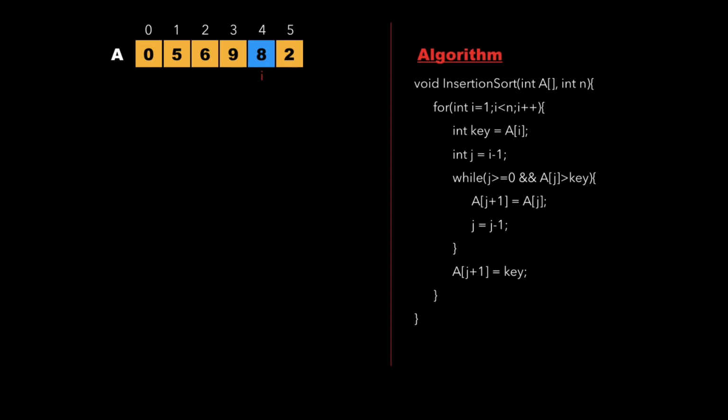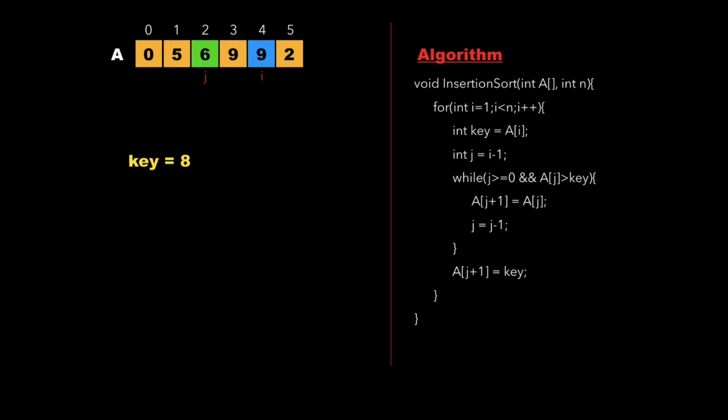The values preceding the value of i are already sorted, which are 0, 5, 6, 9. Now the new value of key is 8 and j points to i minus 1, that is 3. Since the value of j is greater than 0 and the value a of j, that is 9, is greater than key, therefore we update the value of a of j plus 1, that is a of 4, as 9 and then decrement j.